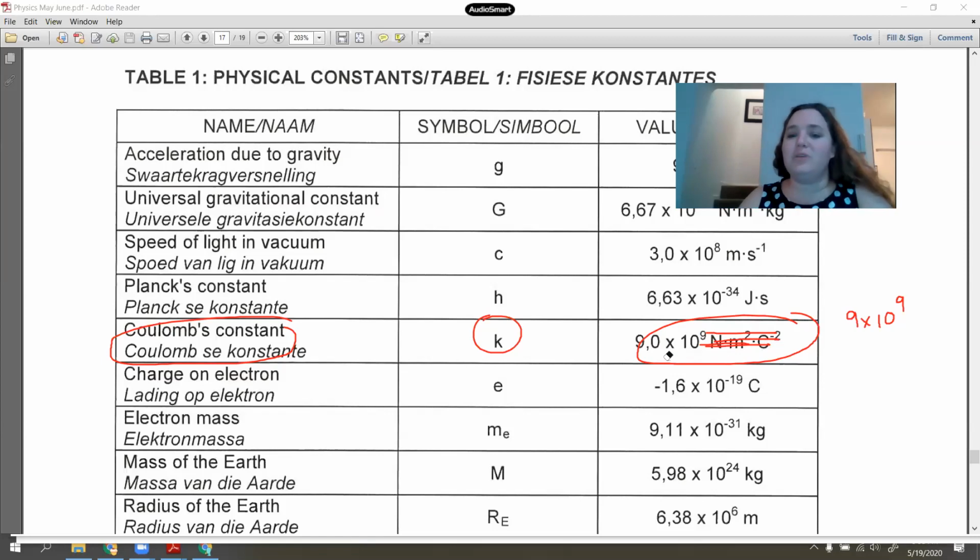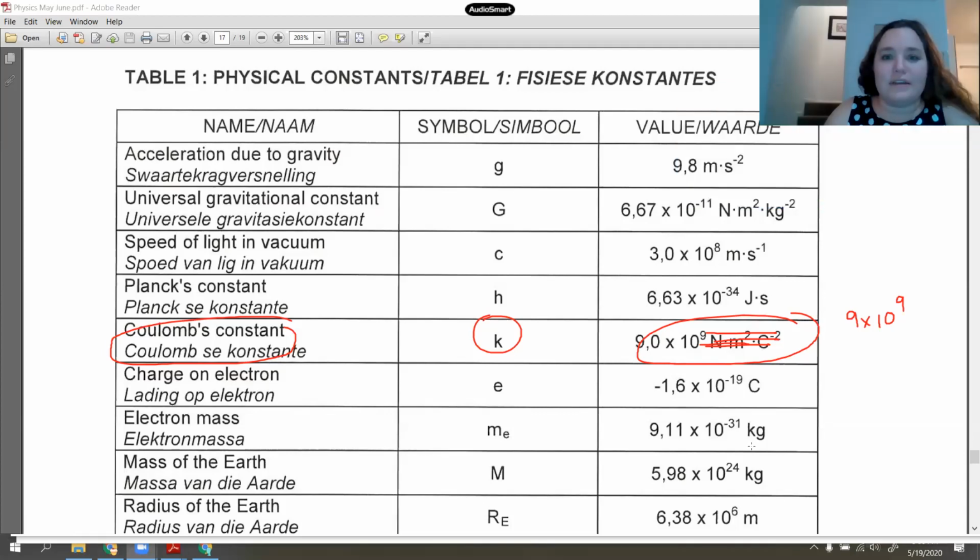Okay, so here we're going to be using the value of 9 times 10 to the 9. That's the Coulomb's constant that we're using. There is, just in case you're interested, another version of it that you can use if you use different units, but not at a metric level. Okay, so let's go back to my normal whiteboard screen and we're going to work on this idea.